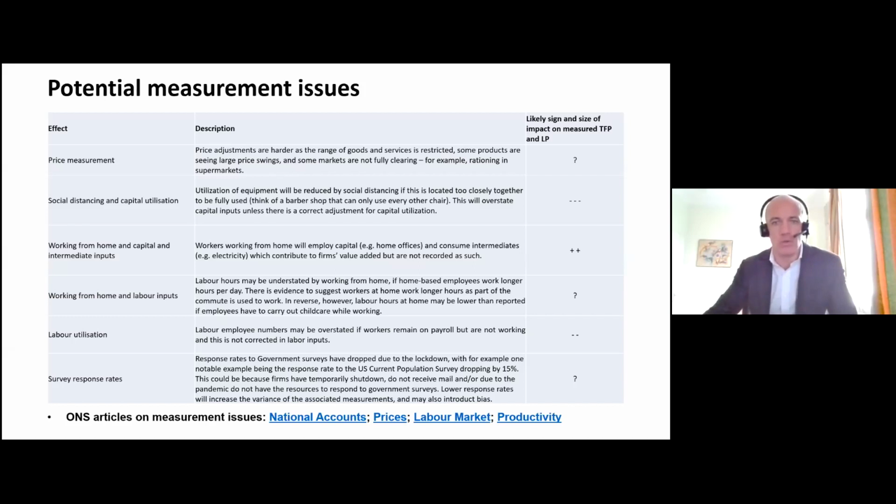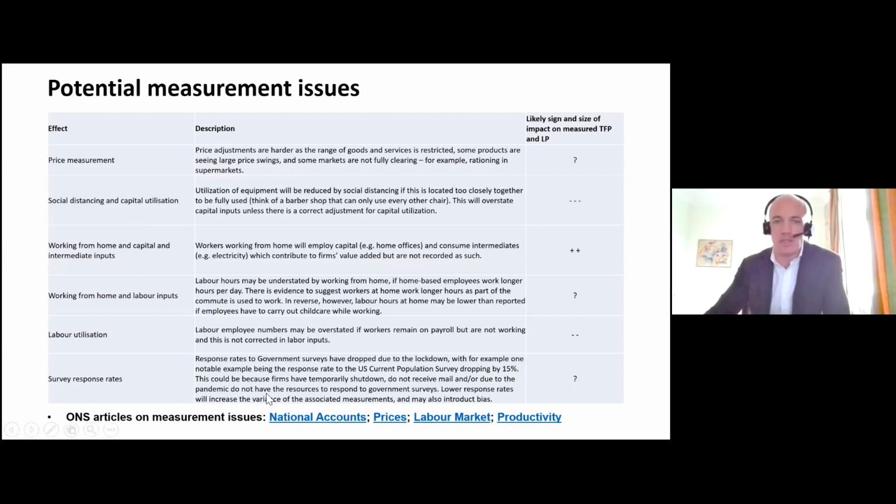We may also be understating labour hours by working from home if home-based employees work longer per day. I have at times had to look after my kids. I've been amazed that they haven't been interrupted so far today, with one of my kids being at home. On the other hand, labour hours may be overstated by people like me, and I'm sure some of you, having to carry out childcare while working.